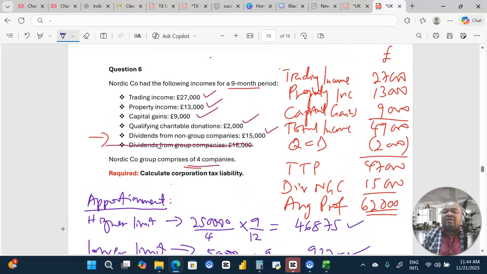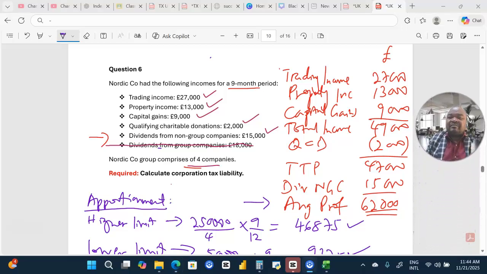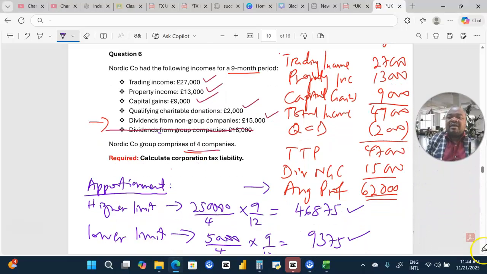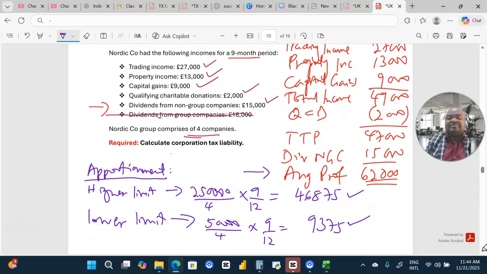If we come to our augmented profits, are they lower or higher than the upper or lower limit, or are they within? You can see that the augmented profits of 62,000 are higher than the revised higher limit.